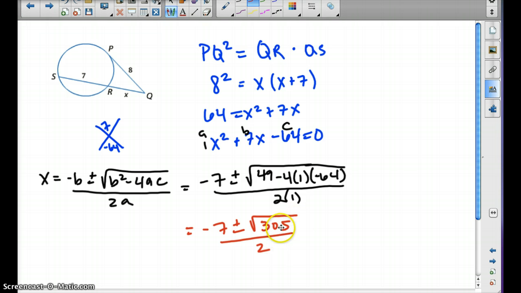Now we could leave it like this, knowing that we can only get a positive number because we're talking about lengths of lines, so we can only have positives. If you want to put it in decimal form, it's about 5.2 or negative 12.2. So our answer, though, is going to be 5.2 because you could only have positives.